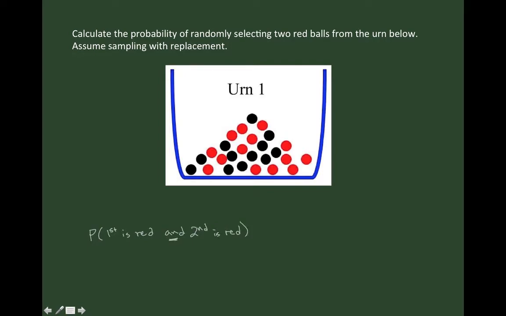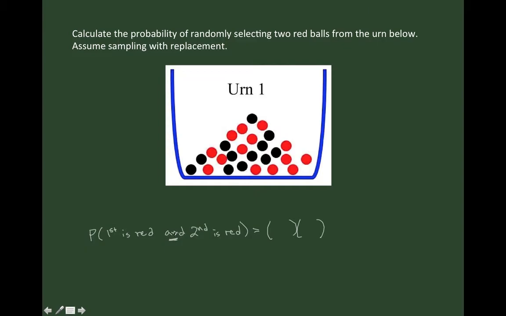So the "and" is a key word here. It tells me I'm going to multiply the individual probabilities together: the probability the first is red times the probability the second is red. Now, in the textbook, this is called the multiplication rule. And the key question we have to ask ourselves is whether the two events are independent. In this case, they are independent because we're sampling with replacement.